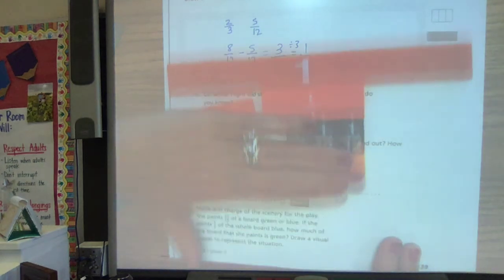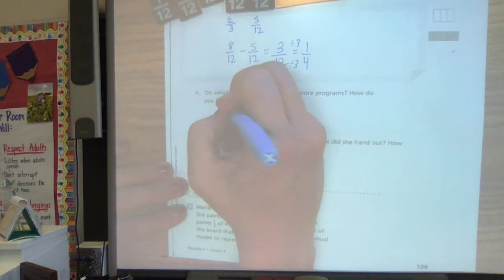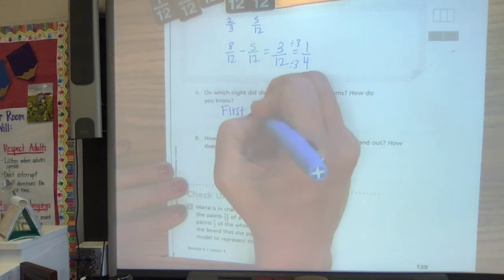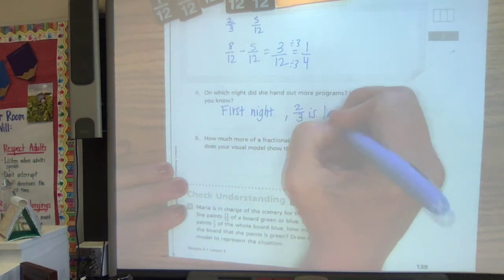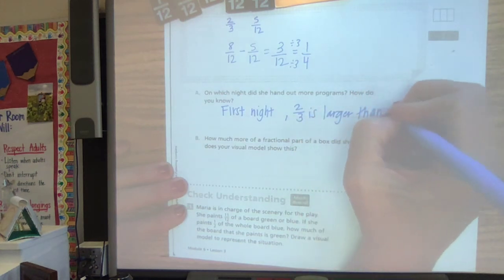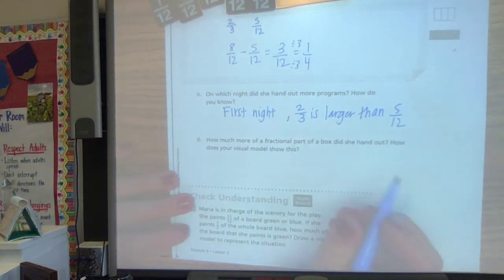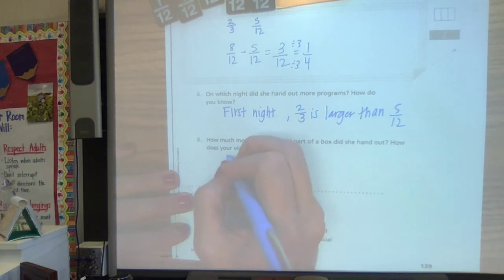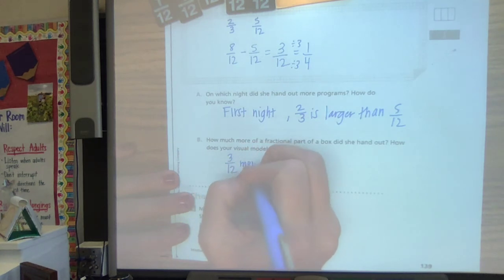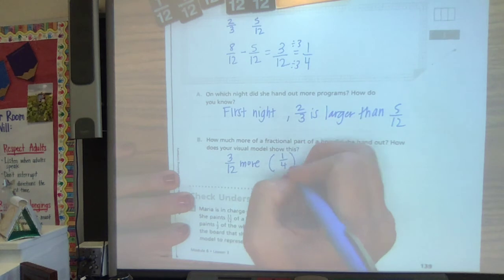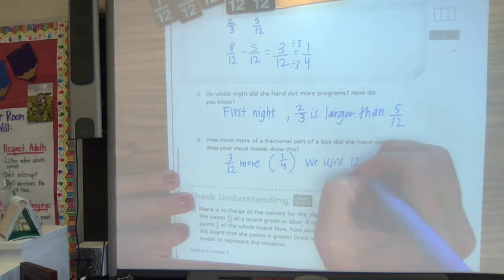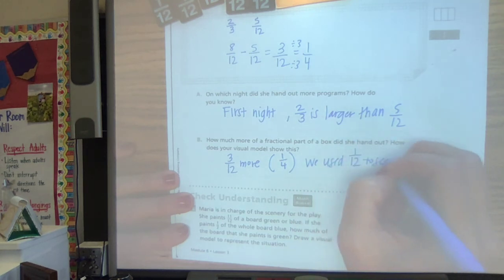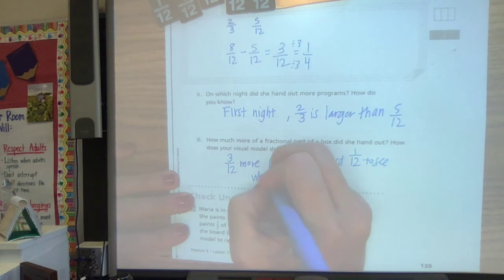Okay, on which night did she hand out more? On the first night. Because we know 2/3 is larger than 5/12. How much more? 3/12 more, or 1/4. And in our visual model, we use 12ths to see what was left.